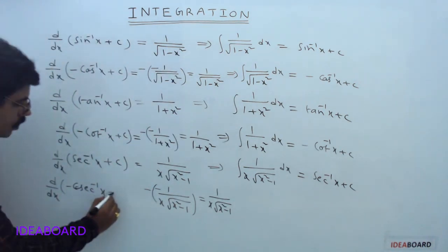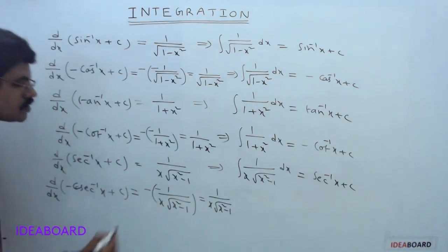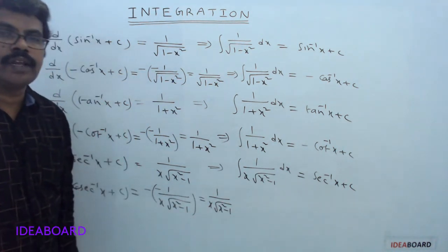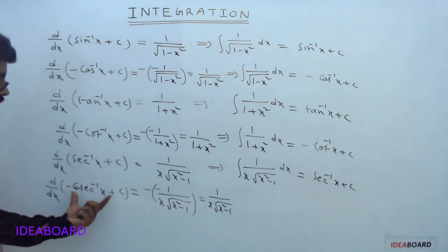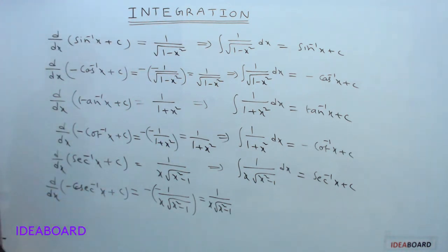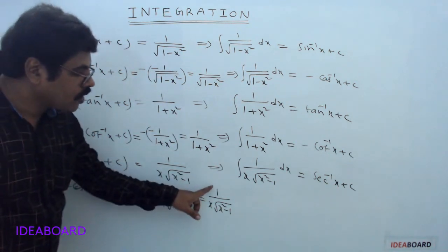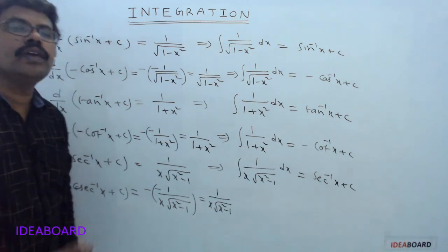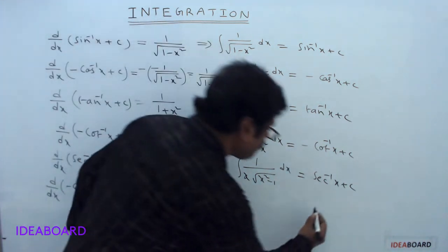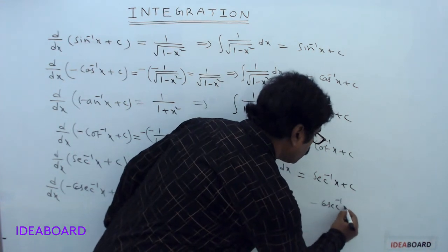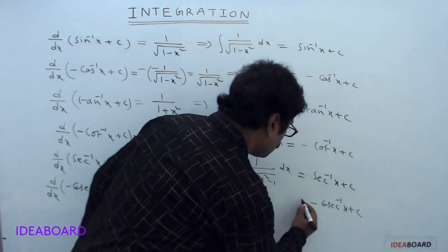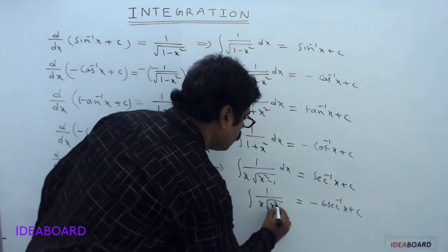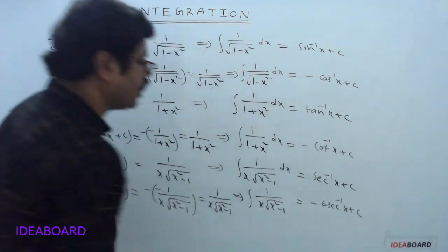If derivative of minus cosecant inverse x plus c equals to 1 by x into root of x square minus 1, then minus cosecant inverse x plus c is called integral of a function 1 by x into root of x square minus 1 with respect to x. It can be expressed as minus cosecant inverse x plus c equals to integral 1 by x into root of x square minus 1.